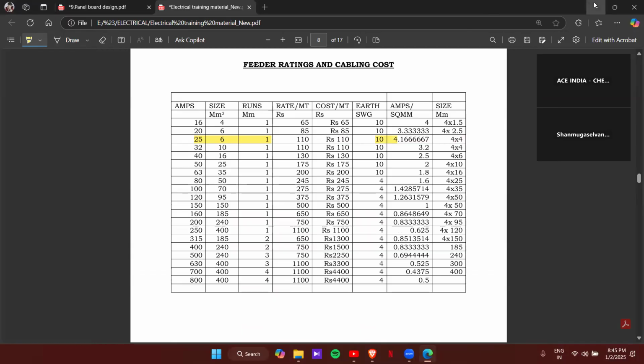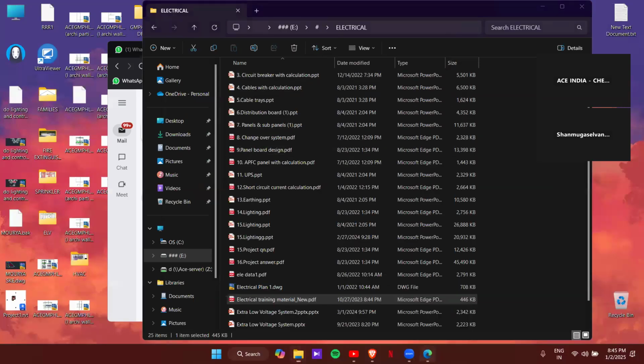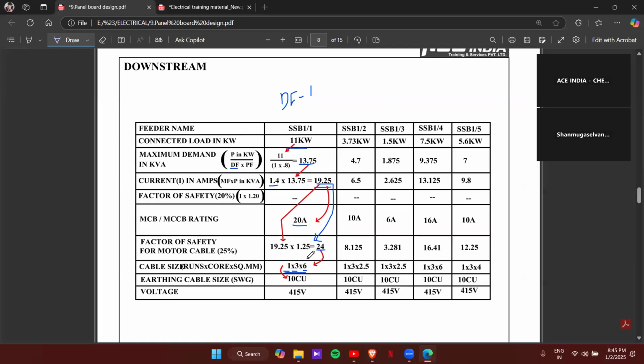Okay, we got the thing. Then finally, voltage. All are three phase connections, so it will be 415 itself. So that's how you design a motor panel.